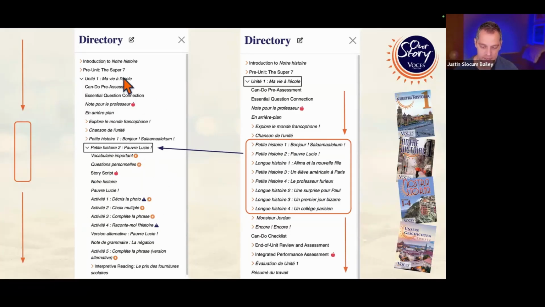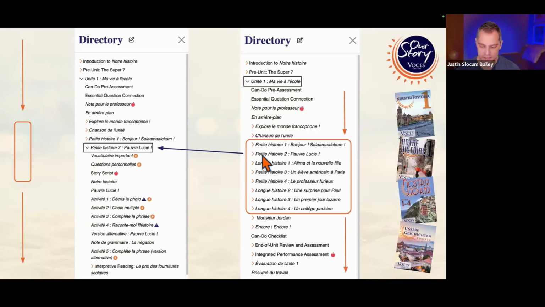You can see the stuff above it is the same as over here. It's just a little bit smaller so I could fit everything. What I've done to show this left part is I've clicked on Petite Histoire de Pauvre Lucie, Poor Lucie, and that expands all the stuff that's in that section. Because you're smart learners who pick up on patterns, you already know that within this short story section, there's going to be a piece of core content, the central thing that everything revolves around. There's going to be stuff that leads up to it and stuff that moves on from it.